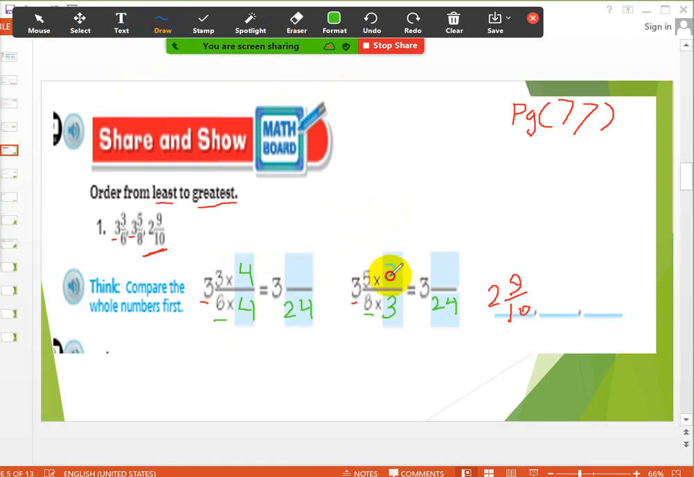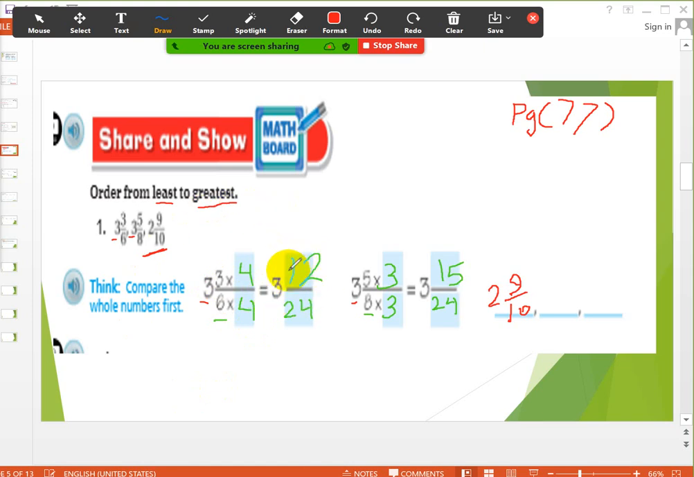Okay? So 3 multiply 4 equals 12, and 5 multiply 3 equals 15. Now, can I compare between the numbers? Look, which one is the least and which one is the greatest number?